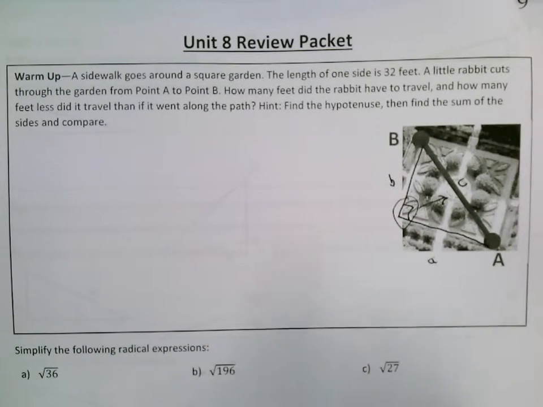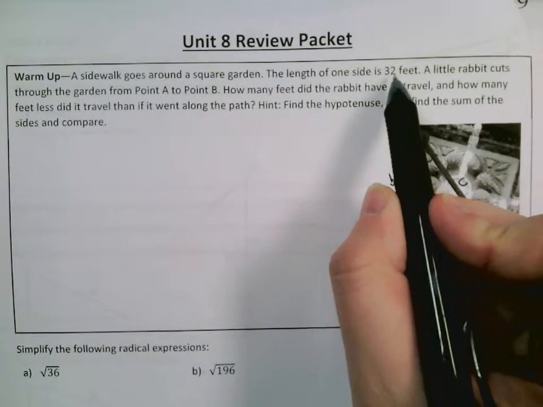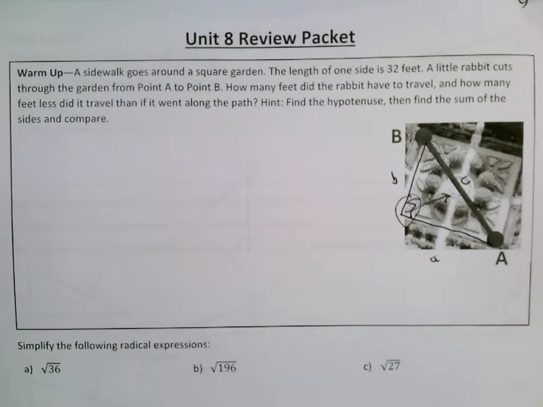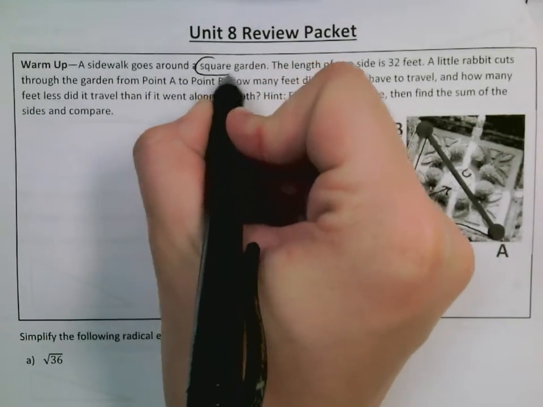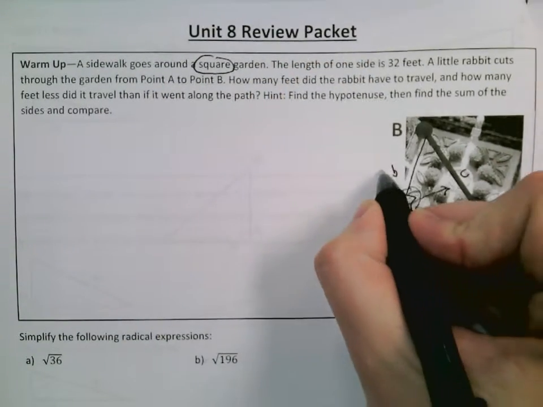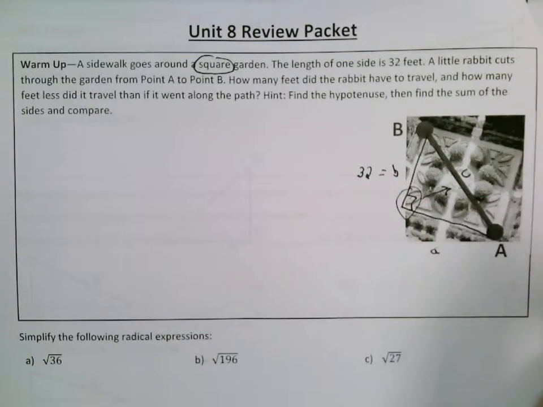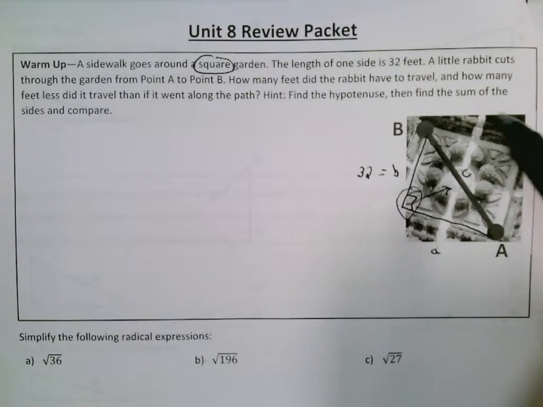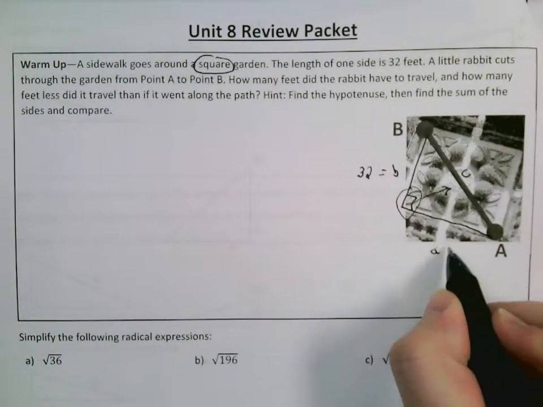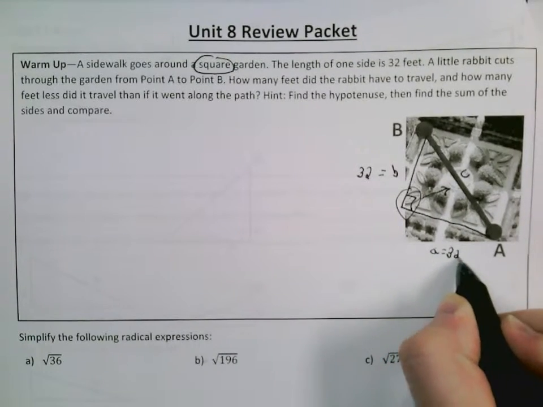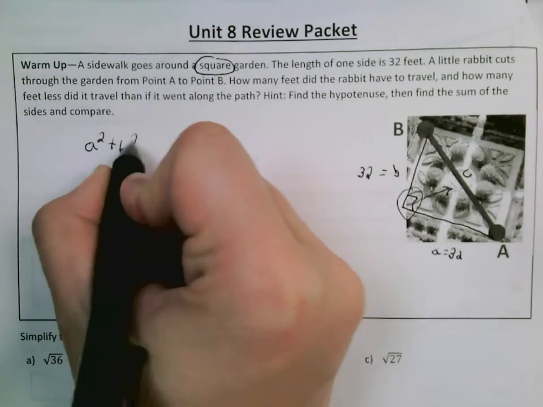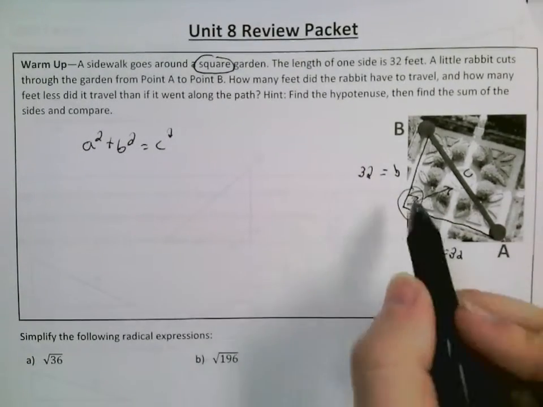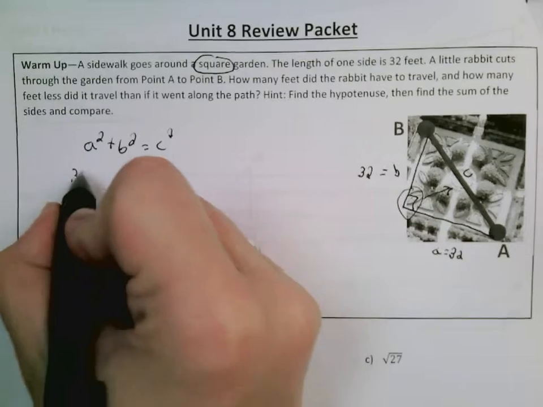And then going through, it says the length of one side is 32 feet. Now here's what's tricky about this problem, and I'll help you set this one up but not take it all the way through: it says that the sidewalk is a square. So even though it says one of the sides is 32, squares have all four sides the same. So if this is a 32, this is also going to be a 32. So if you go into that formula, a squared plus b squared equals c squared, you now have your a and your b, both of which are 32.